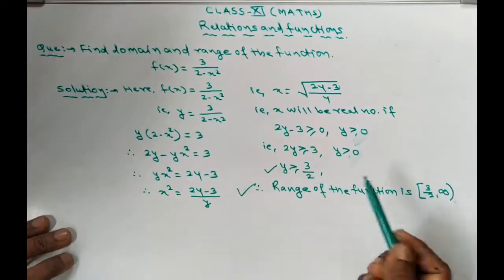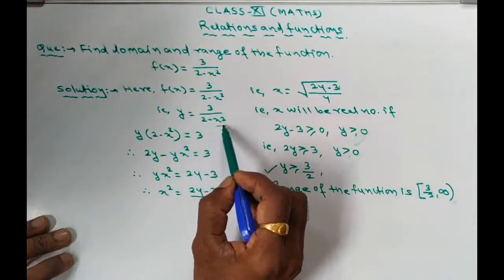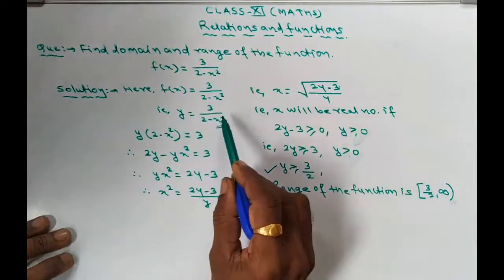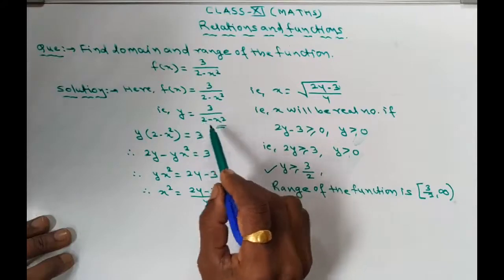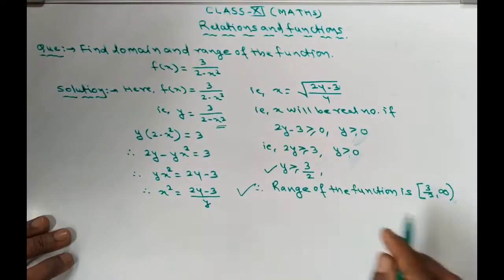Okay, so x y equal to this. Here the denominator should not be 0, so x should not be √2. √2 squared is 2, and 2 - 2 will be 0. So apart from √2, you will get all the real numbers. So the range of the function is the closed interval 3/2 to infinity. So this is the answer.